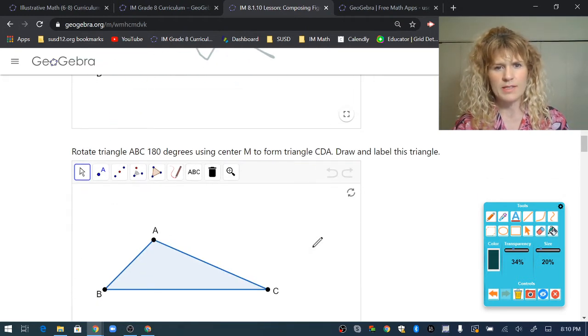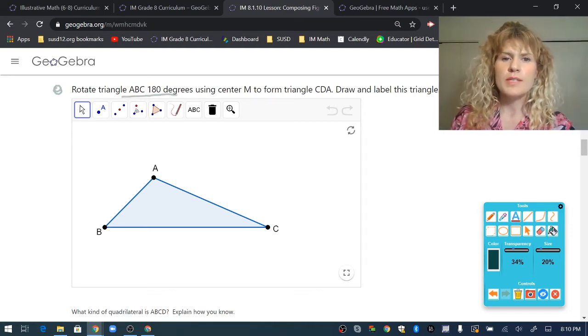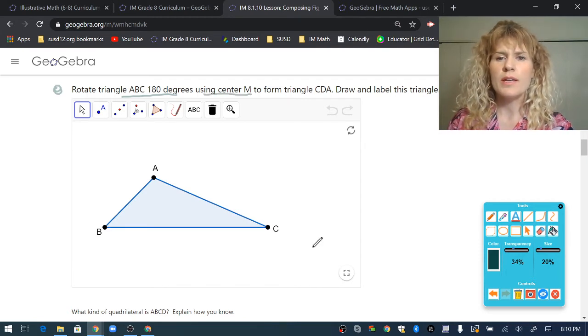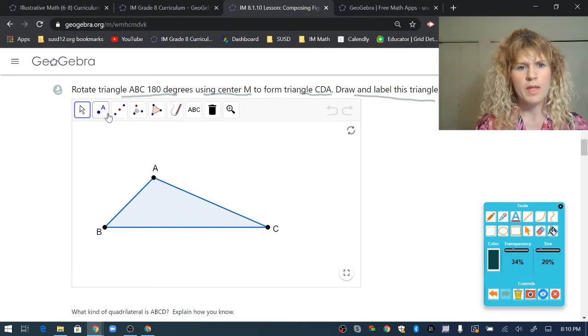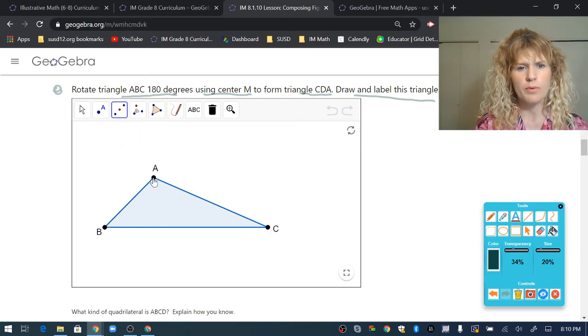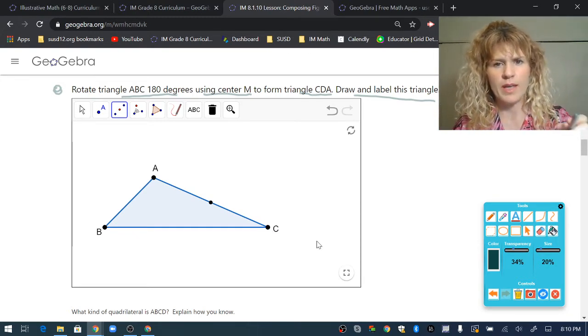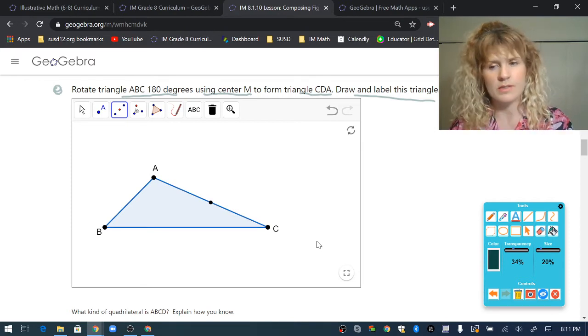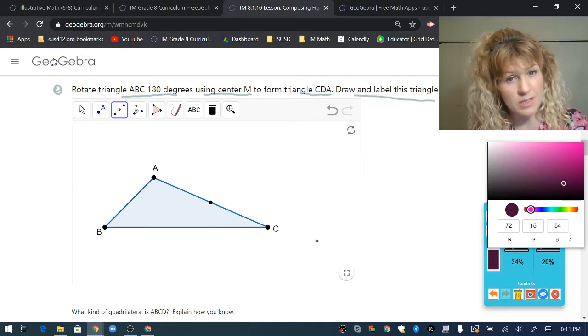Then go down to the next applet. It says, rotate triangle ABC 180 degrees using center M to form triangle CDA. Draw and label this triangle. Let's put the midpoint back on here now. So go to the midpoint tool and click point A, C. Okay. Using center M, we're going to rotate triangle ABC 180 degrees. Do you remember what you just learned about 180 degree rotations?